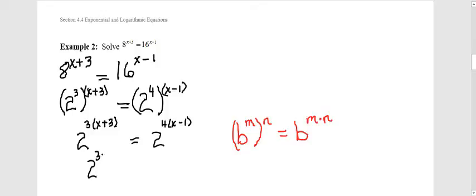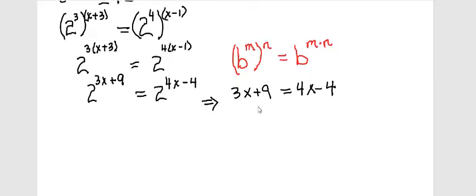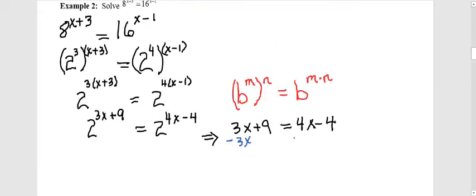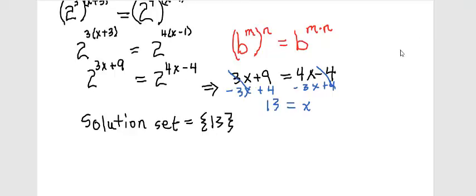So we're multiplying 3 times x plus 3 to get 3x plus 9, and 4 times x minus 1 to get 4x minus 4. So now the bases are the same, and we can simply set 3x plus 9 equal to 4x minus 4. Subtract 3x from both sides, add a 4 to both sides of the equation, and we wind up with 13 equal to x. So our solution set is the set containing 13. And we can check that answer also. I'm not going to show the check, but we could check that answer.